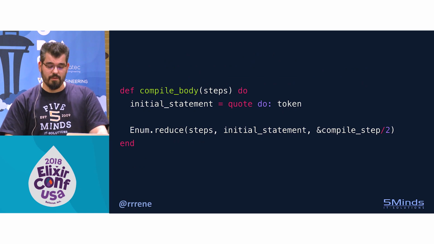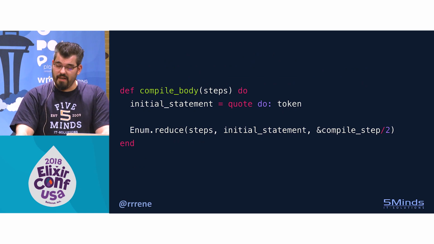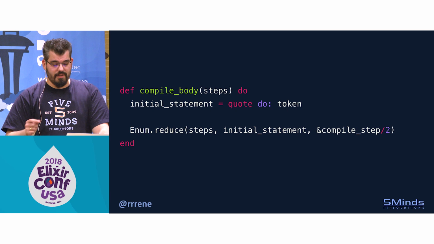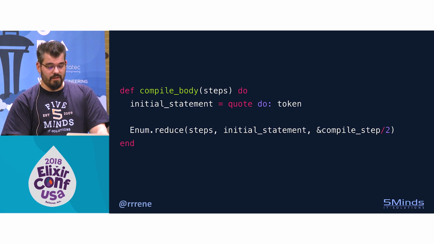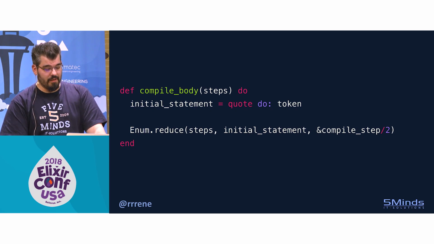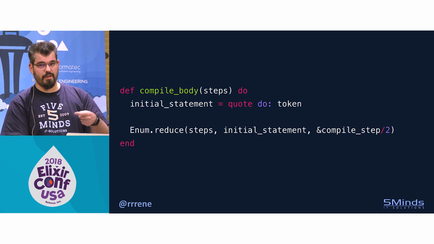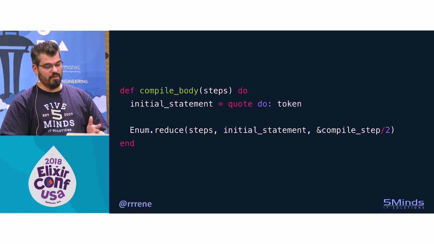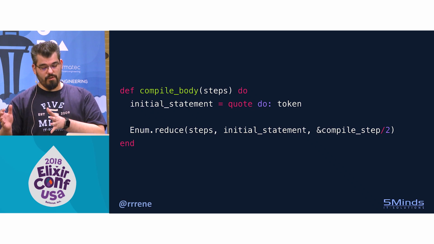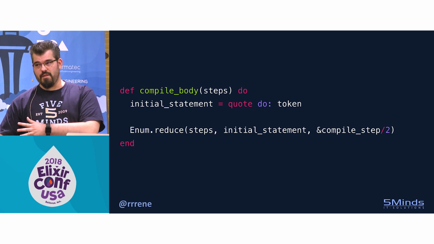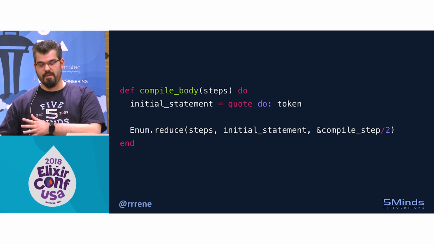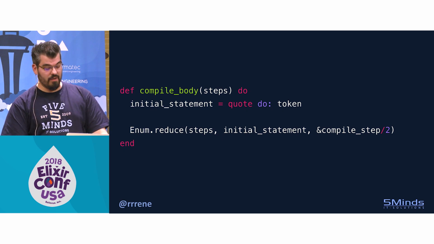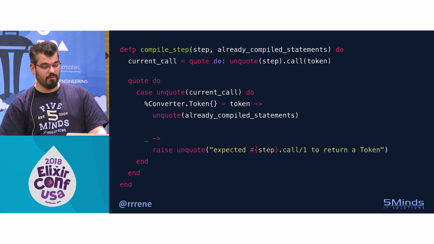Looking at this function, it is important to remember we are building an AST in quoted form in all of these functions. So how does this work? Well, our initial statement is our token, and you will see why that is in a minute. And then we use enumReduce to iterate over the steps, which are in reverse order, and build our pipeline. So it's enumReduce, reverse order list, starting with the last step, we are working our way inside out. And this is done by the compile step function.